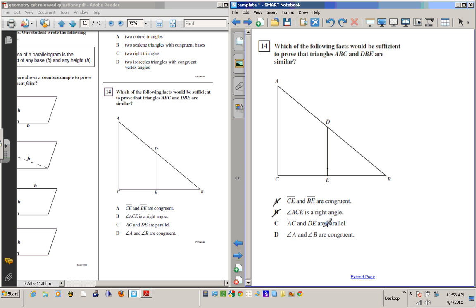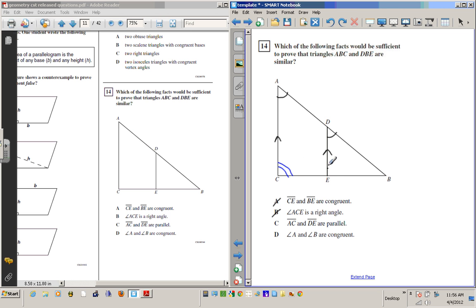AC and DE are parallel. If AC is parallel to DE, that means a lot, because you have two parallel lines cut by transversals right there. That tells me that this angle and this angle are corresponding angles, so they must be congruent. This angle and this angle are corresponding angles, so they must be congruent also.